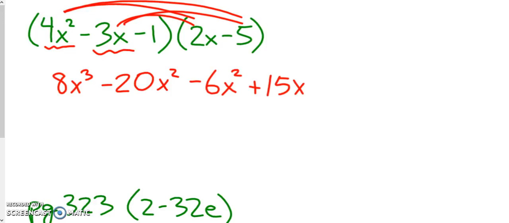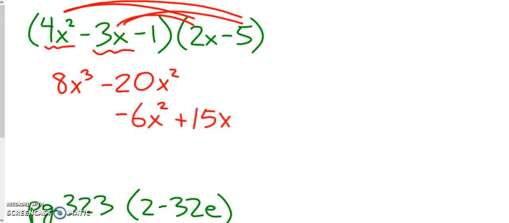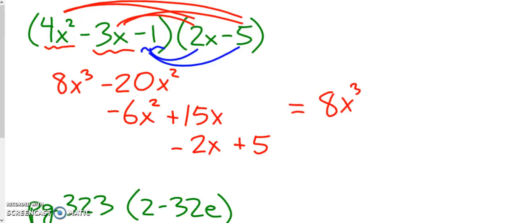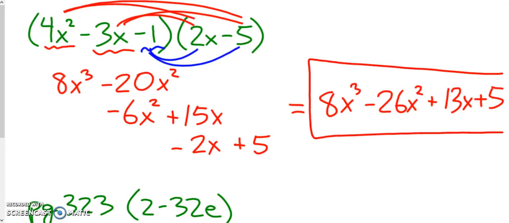And actually, in reality, it's probably better if you line it up this way, because then you can have your like terms lined up and it's easier for you to combine them. And then what you can do is you can take this 1 and distribute it. And so you've got negative 1 times 2x is minus 2x. Negative 1 times negative 5 is positive 5. And then all you have to do is combine your like terms. So this is equal to 8x cubed minus 26x squared plus 13x plus 5. And that would be your answer right there.